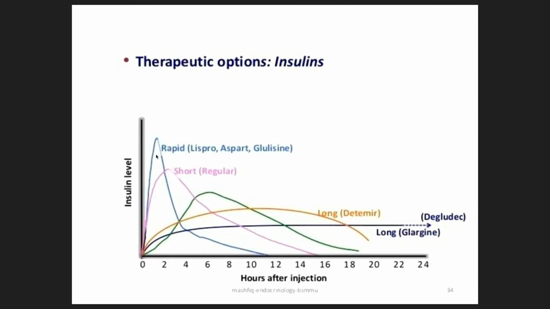Also, if you can see, the peak effect is 1 to 2 hours, and this is good to prevent postprandial hyperglycemia. And the duration is very short, about 3 hours. This short duration, 3 hours, is an advantage in some patients, and a disadvantage in other patients. That's why not every patient should have rapid-acting insulin analog.